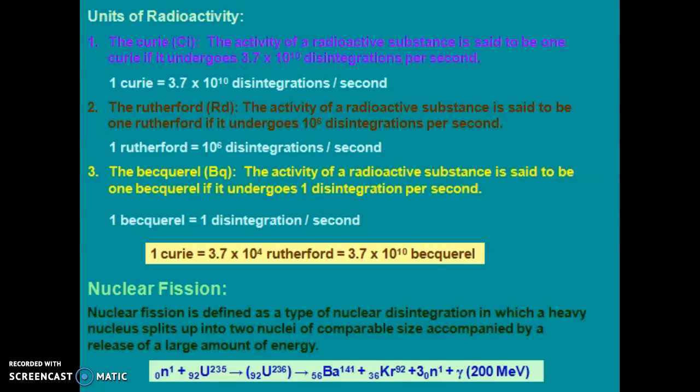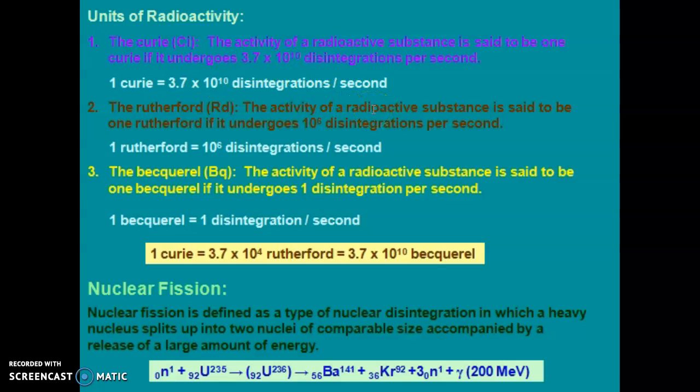Now we will discuss units of radioactivity. So basically 3 units are used. First is Curie, then Rutherford and Becquerel. As you know, radioactivity was discovered by the Curie, so its unit is Curie. The activity of a radioactive substance is said to be 1 Curie if it undergoes 3.7 into 10 raised to power 10 disintegrations per second. So 1 Curie means 3.7 into 10 raised to power 10 disintegrations per second.